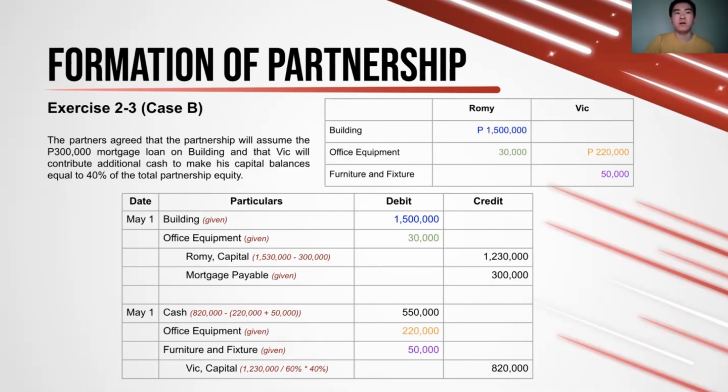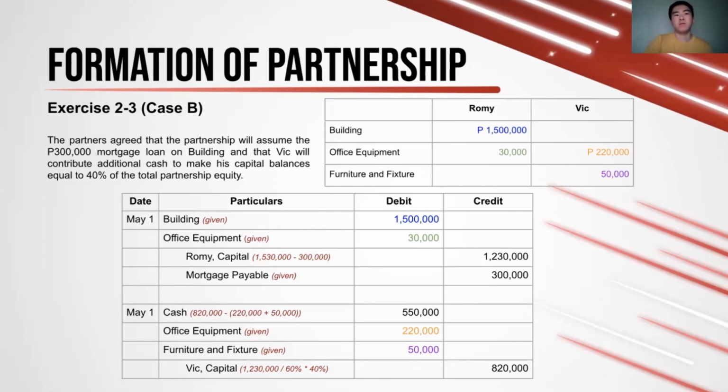So how do we solve for the 40%, which is the capital ratio of Vic in the partnership? We will use the capital investment of Romy, which totals 1,230,000 pesos, and divide it over 60%. So we would get a total of 2,050,000 pesos, which is the total capital of the partnership. Now, as mentioned, the capital balance of Vic is equal to 40%. So we would have to multiply it by 40% and we would get a total of 820,000.